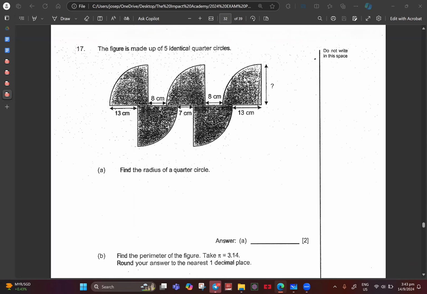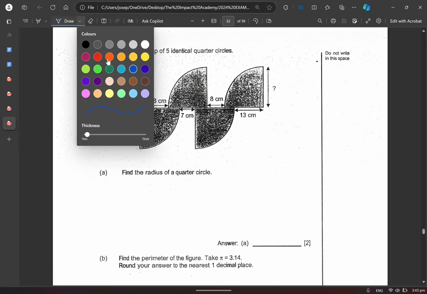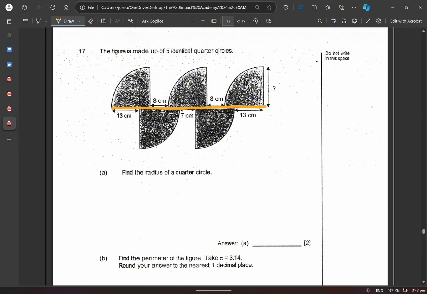Now, as you can see over here, it says that this figure is made up of 5 identical quarter circles. One more time, 5 identical quarter circles. So what I want to do is obviously start off by identifying the radiuses. As you can see, the radiuses are all there. And I want to show you something over here. Can you see this entire part? What is it made up of? It is made up of a few things, right? Are you able to see it? It is made up of how many radiuses?